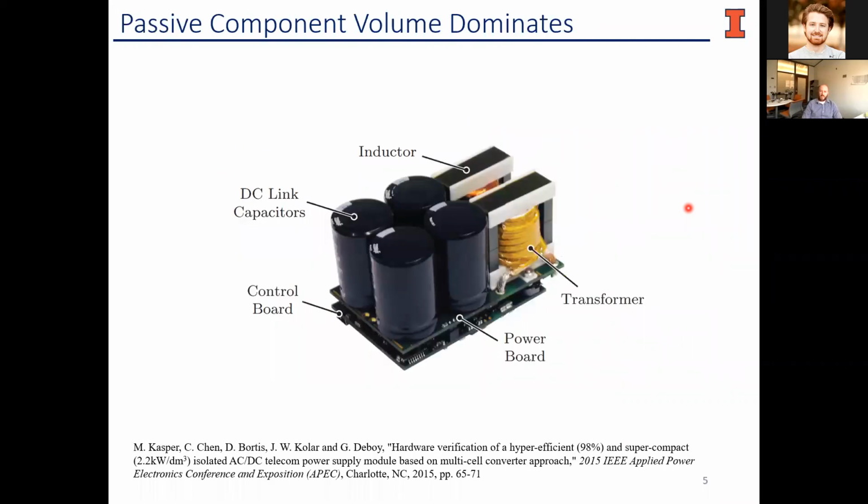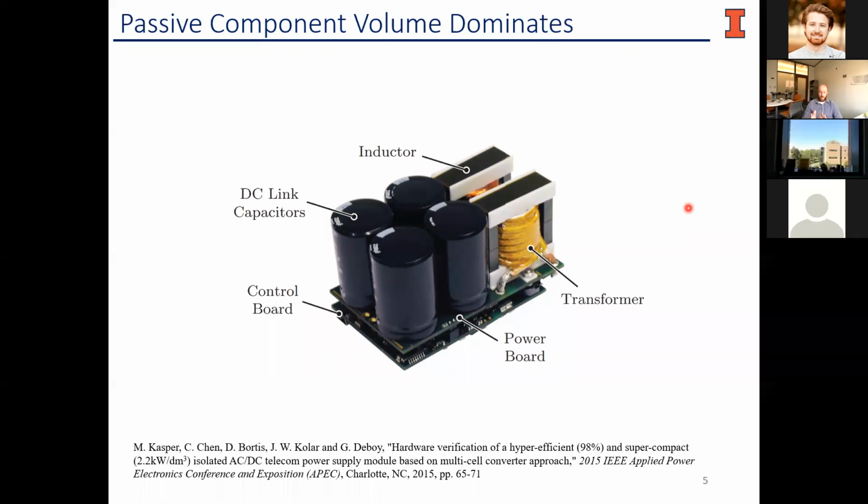And what this means is that we have these better switches, we have this better control, and what we're trying to do is produce high power density converters, but we're still seeing that the passive volume dominates. So this is a good example of a converter from our friends at ETH. It's a very high efficiency converter. You can see down here it's about 98% efficient.